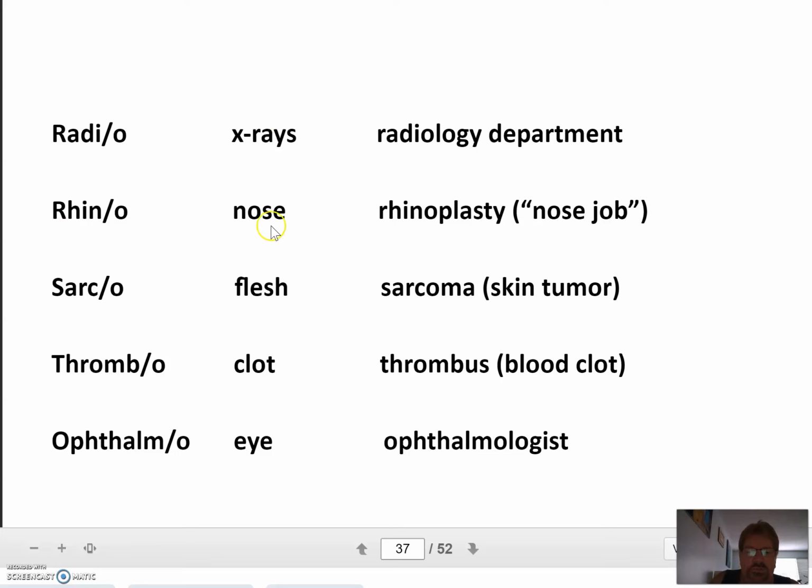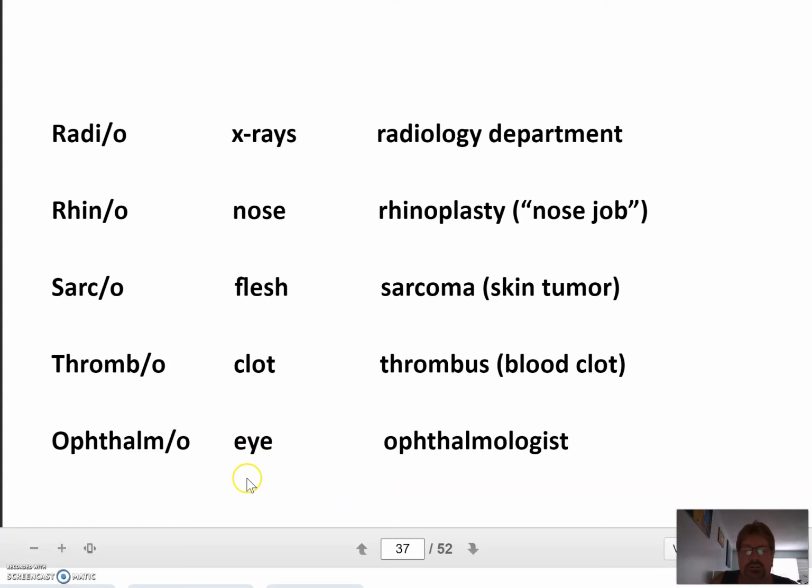Rhino means nose. Rhinoplasty is a nose job, like a plastic surgery gives you. How do I remember? Think of a rhino having that big horn coming off the nose. Sarcoma means flesh. Sarcoma is a cancer of connective tissue. It says skin tumor, but yeah. Sarcoma means flesh. Thrombo means clot, as in blood clot. That's a very important one. A thrombus is a blood clot. Very serious, leading cause of death in strokes, heart attacks.